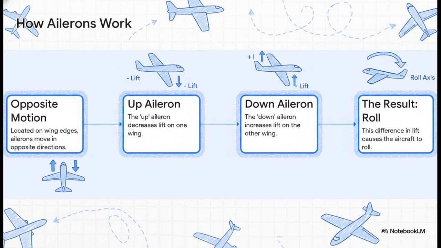So how does that work? Well, the ailerons are these little hinged panels way out on the trailing edge of the wings. And here's the clever part. They always move in opposite directions. So when one goes up, the other one goes down. The aileron that goes down actually increases the lift on that wing, pushing it up. Meanwhile, the up aileron on the other wing does the opposite. It kills some lift. It's this perfect little imbalance of forces that makes the whole plane just roll.